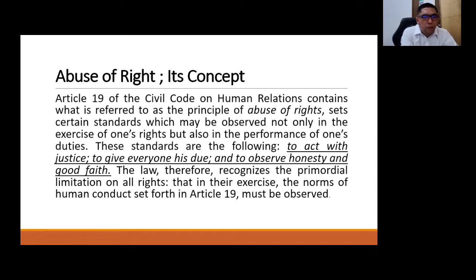Article 19 of the Civil Code states that every person must, in the exercise of his rights and in the performance of his duties, act with justice, give everyone his due, and observe honesty and good faith. So there is a limitation on all rights. When it exceeds that certain limitation, it may result in the abuse of one's rights.